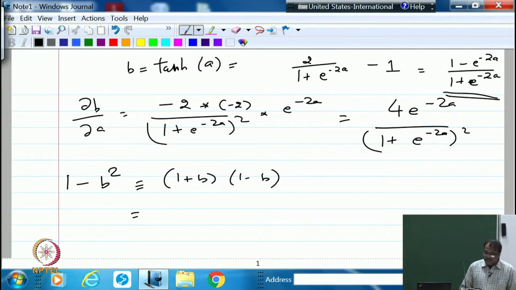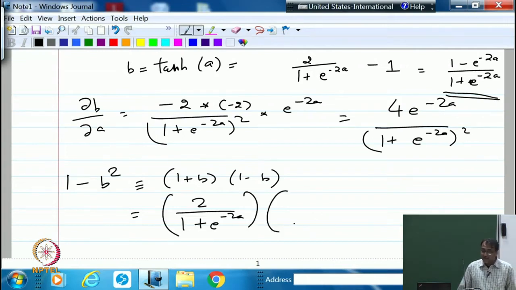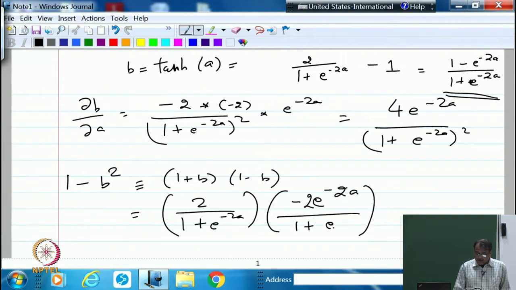So what is 1 plus b? 2 upon 1 plus e to the power minus 2a. And what is 1 minus b? Minus 2 e to the power minus 2a upon 1 plus e to the power minus 2a. No, there is no minus here, because I have already consumed the minus inside the denominator. And so if you do this, then this is nothing but 4 e to the power minus 2a divided by 1 plus e to the power minus 2a whole square. Right.